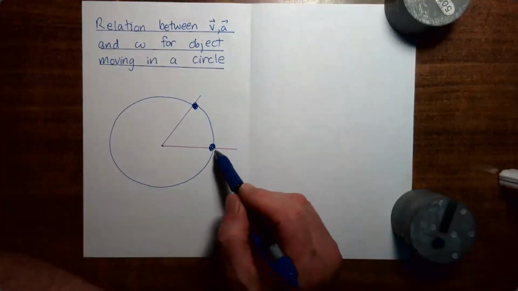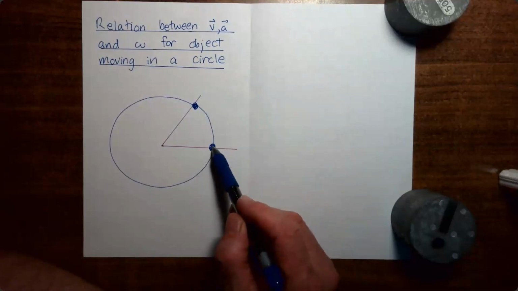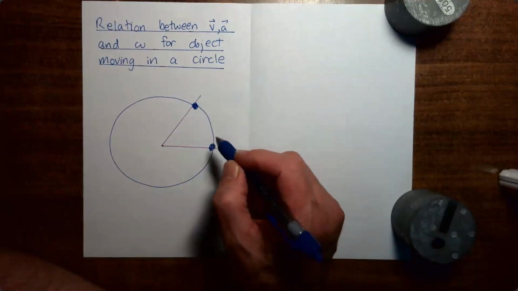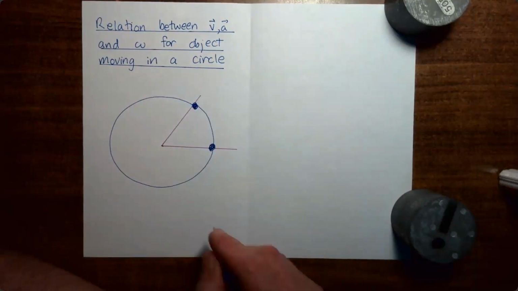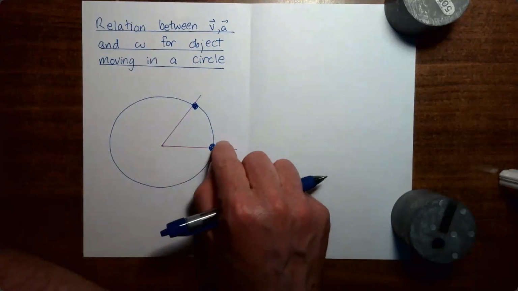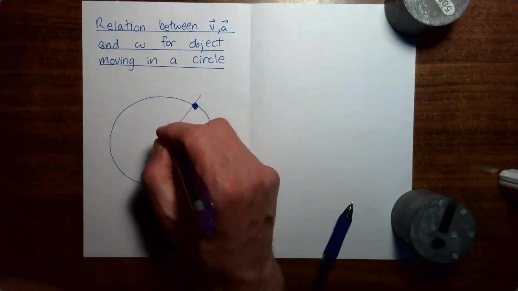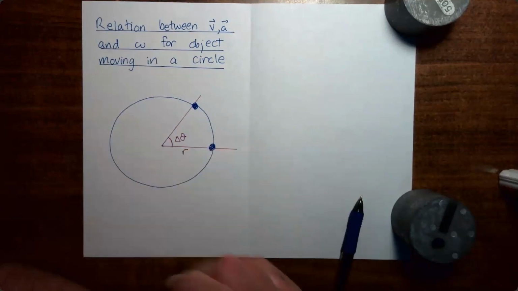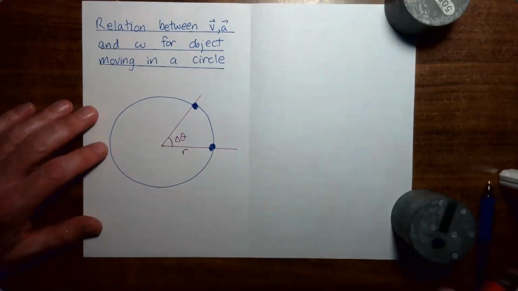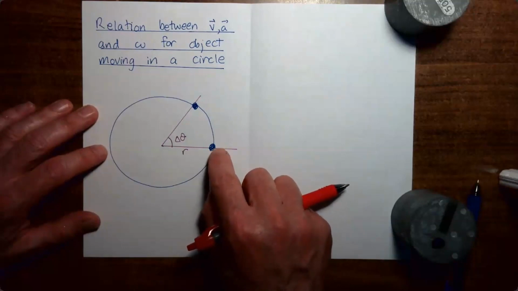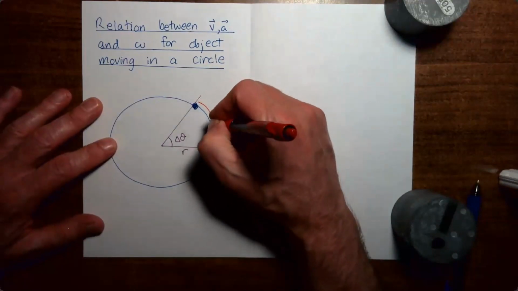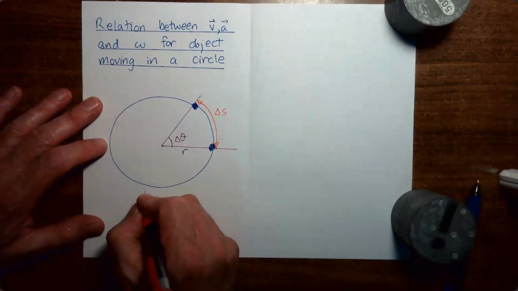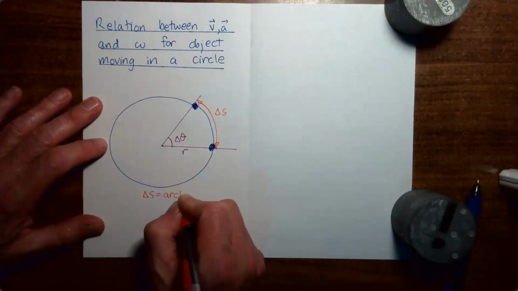To start, let's suppose that this blue dot here represents an object moving along the circle. Let's say that the blue dot starts here and then moves over to here. Let's say that as the blue dot moves along this portion of the circle, it sweeps out an angle delta theta. Let's say that the radius of the circle is r. Let's also say that the arc length swept out by the object as it moves from here to here is delta s. So delta s is the arc length swept out by the object.